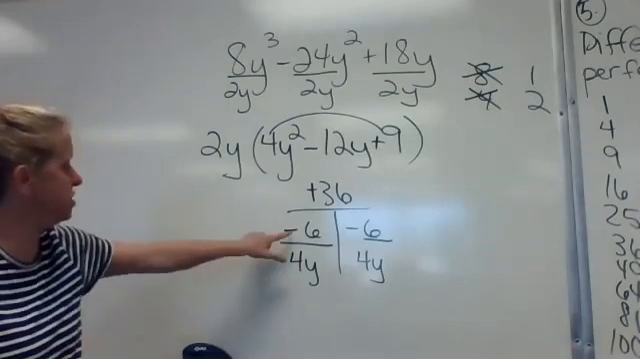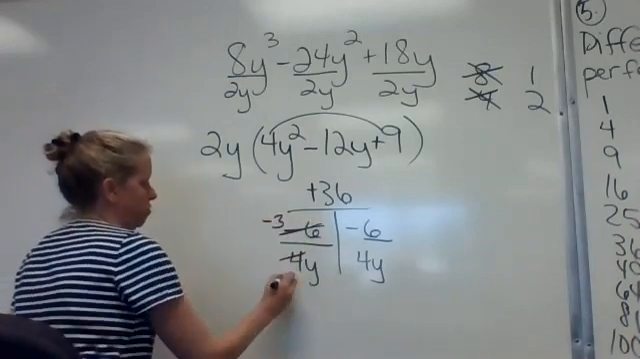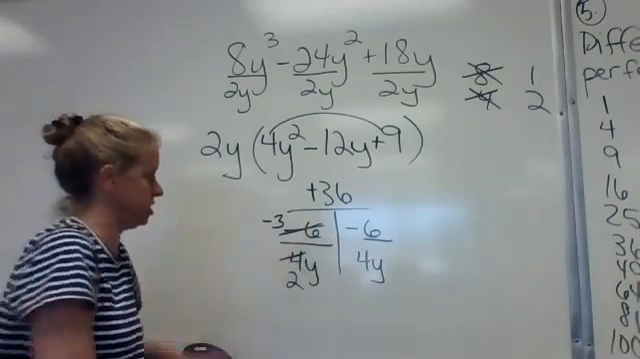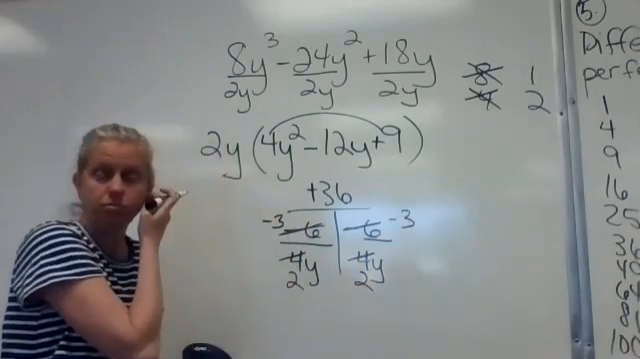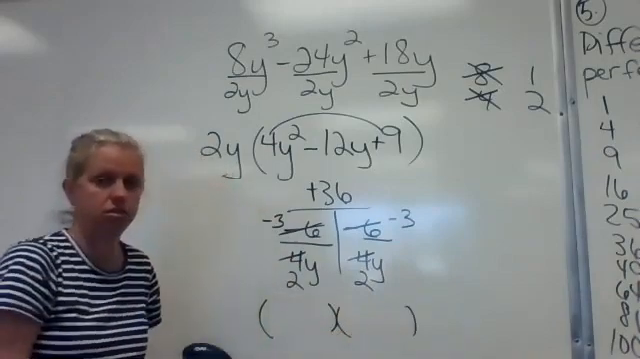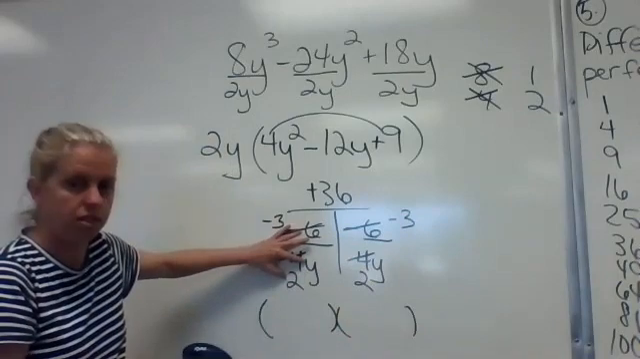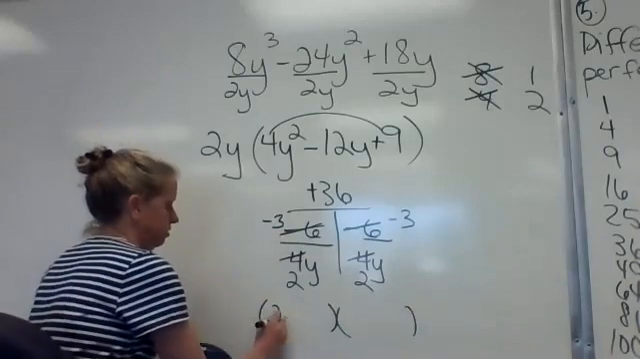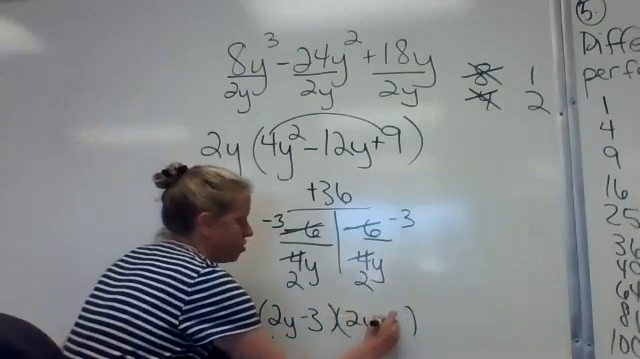Let's see, negative 6 over 4 does reduce. If you wanted to do it in your calculator, you could. It reduces to negative 3 over 2. Well, this is the same exact fraction as this, so it's going to also reduce to negative 3 over 2. So 2y minus 3. And your other factor is also 2y minus 3.